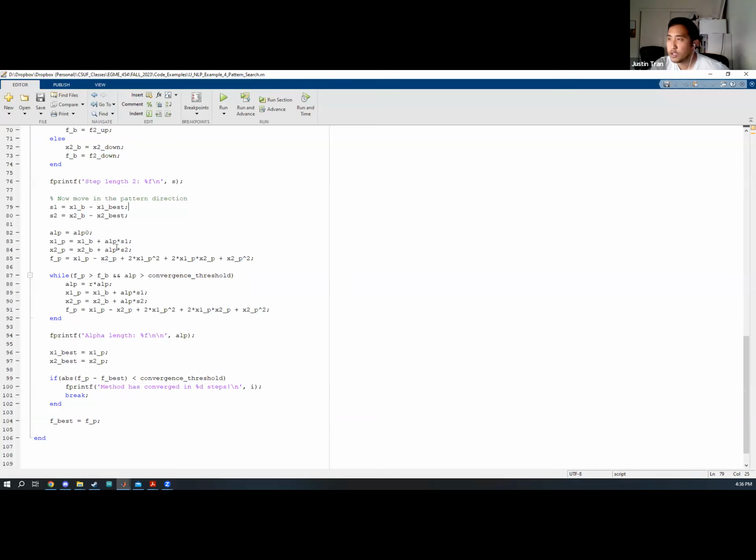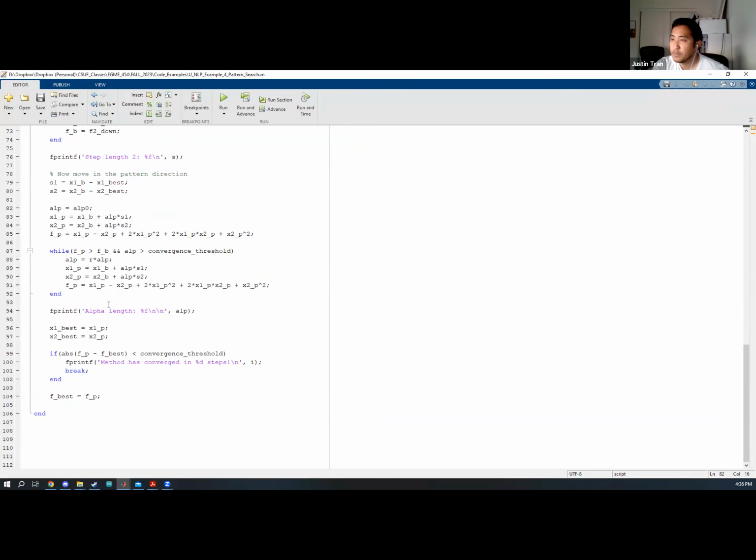Okay, and so from here, we're going to start taking steps in that direction. And so we're going to say alpha is equal to alp2 plus that, okay? And so we're going to make the changes to both x1 and x2. And then same thing here. We're going to keep iterating and reducing the step size alpha until we see an improvement of the objective function, okay? All right, and so after we do that, we report the alpha length, and then we take a step, okay?